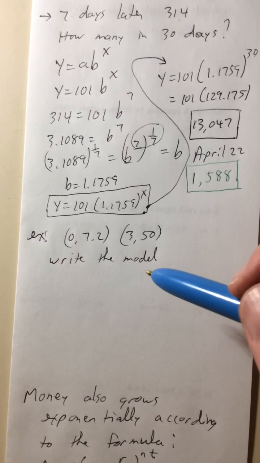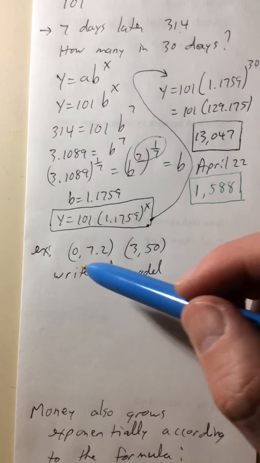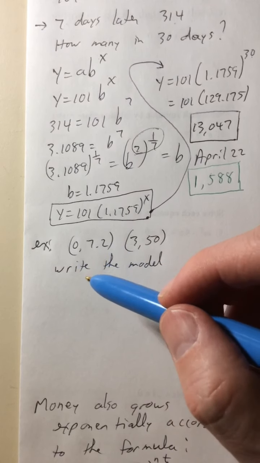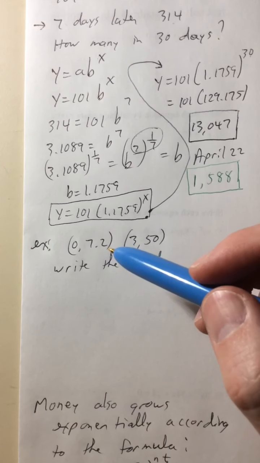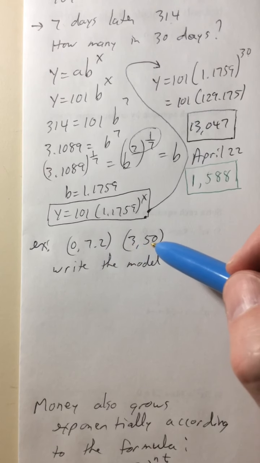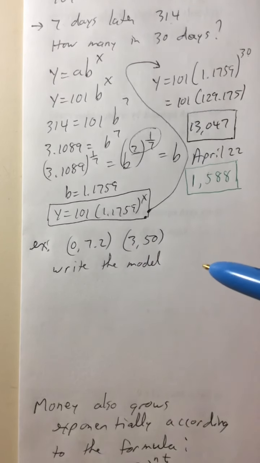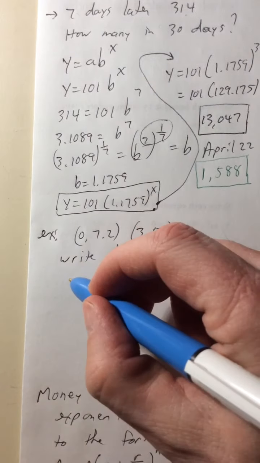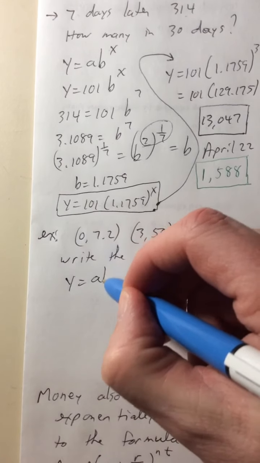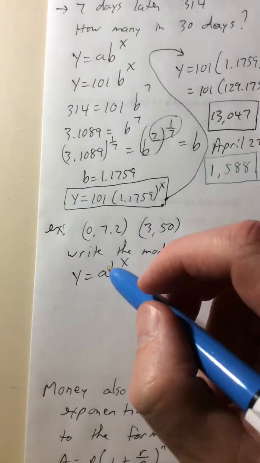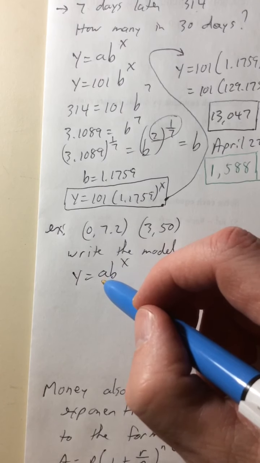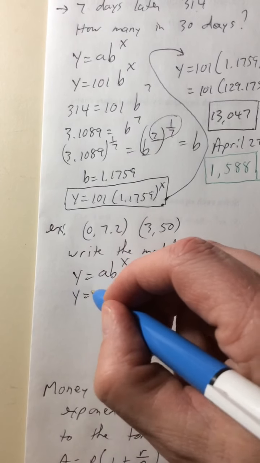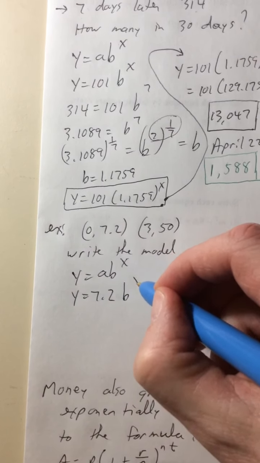Okay, so that was some real data here, and I'm just going to make up some stuff right here. So let's say that we started with, something, $7.2 million, right? Maybe this is a company, and 3 years later, the company was worth $50 million. Write the model. So, easy enough. We now know that our model for exponential growth always looks like this: y equals a b to the x. And in this case, a, of course, is the starting value, and the starting value always happens at 0, right? So we're going to have y equals 7.2 b to the x.